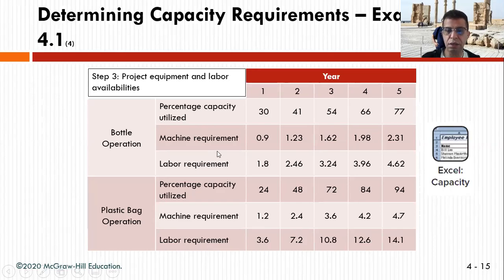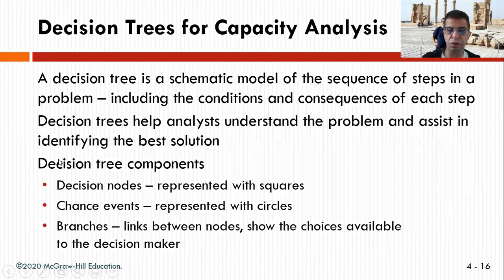Eventually, as the percentage increases, five years down the road we have to produce at 77% of the machine's capacity, where we're going to need 2.3 machines operating, and the factory will be at a capacity of 77% in that line, and 94% for the plastic operations and machine requirement. Just look at these numbers and try to understand. It's very easy to operate on and understand.